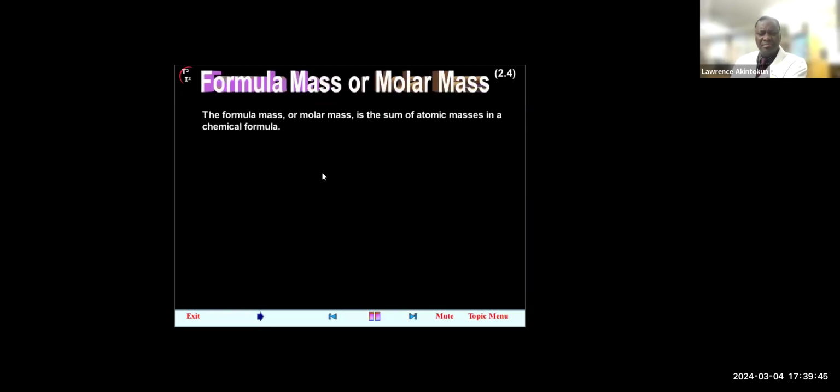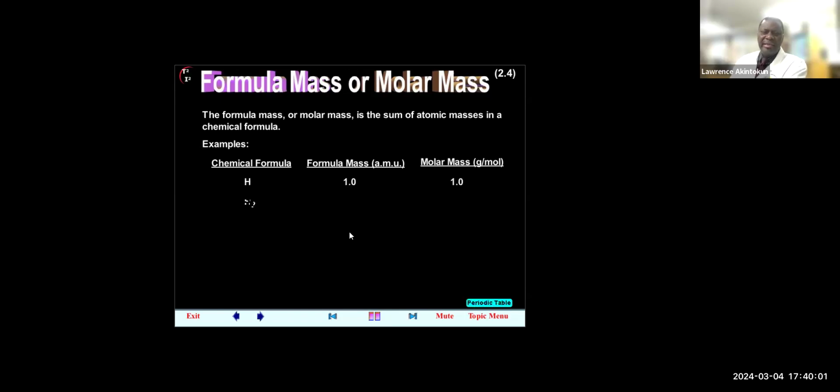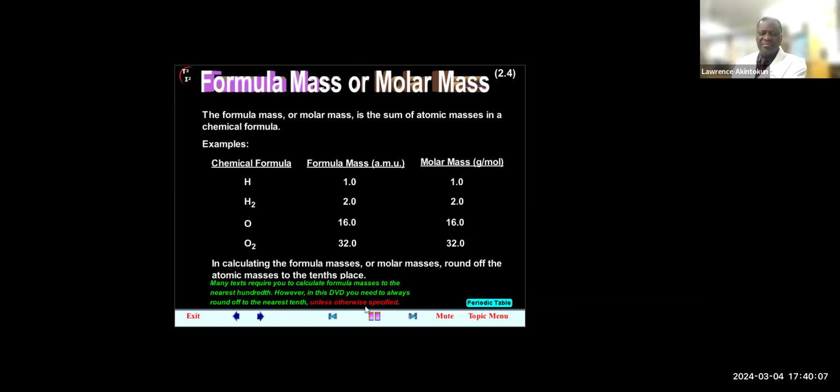The formula mass, or molar mass, is the sum of atomic masses in a chemical formula. Examples: chemical formula, formula mass, AMU. Molar mass, grams per mole. Right, AMU stands for atomic mass units. In calculating the formula masses, or molar masses, round off the atomic masses to the tenths place.